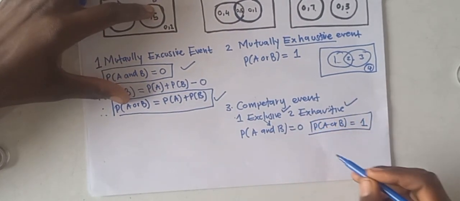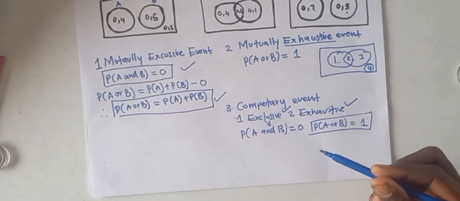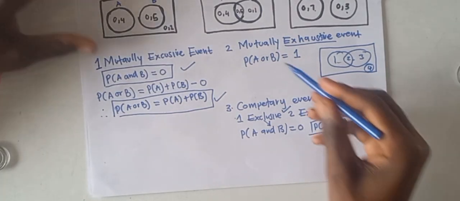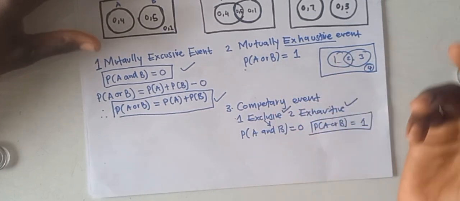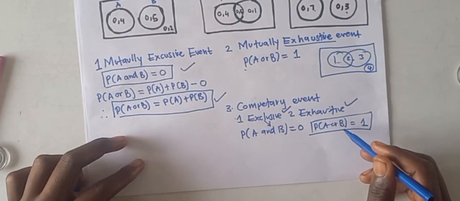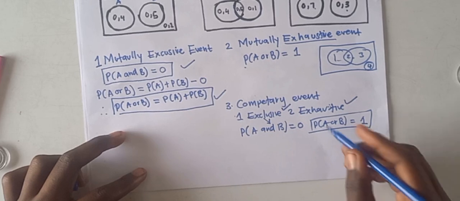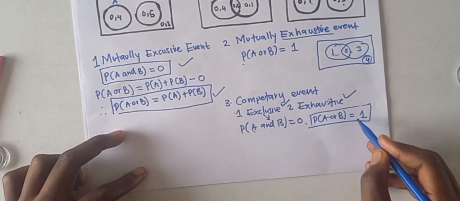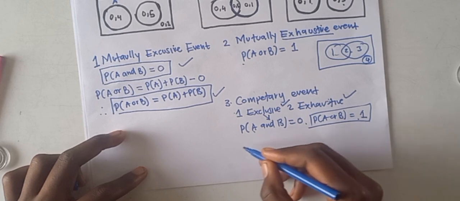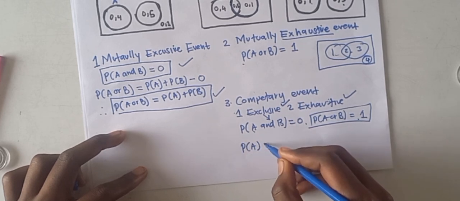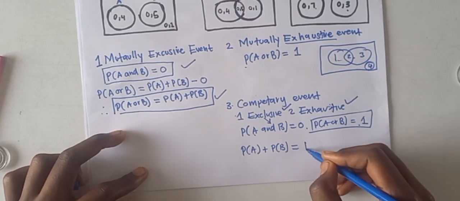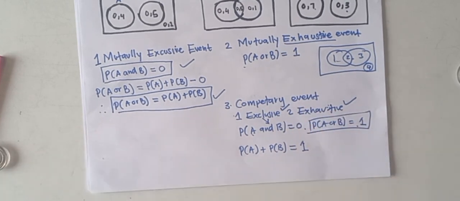This is also going to have an effect in our formula. If the probability of A and B is equal to 0, the probability of A or B has to be equal to 1. It means that the probability of A plus the probability of B has to be equal to 1 for an event to be a complementary event.